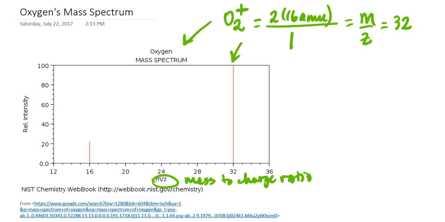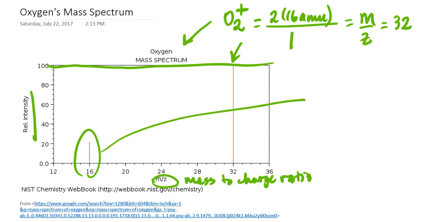Now, if you look at the y-axis, this particular mass spectrum is situated with the y-axis in units of relative intensity. All that means is it takes the biggest peak in the spectrum and calls the top of that peak 100%. Now, if we take a look at this peak over here, that's a peak that occurs at a mass to charge ratio of 16.